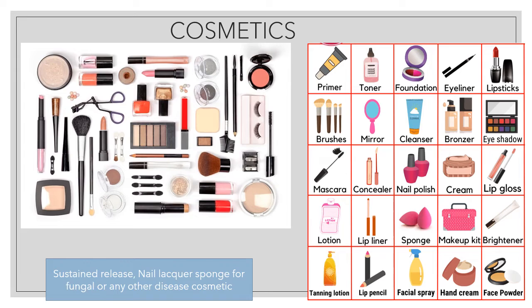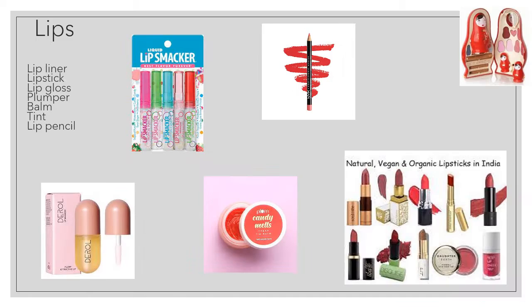You can prepare some nail lacquer sponges. Whenever a person is having a fungal infection, you can just put that sponge on the nails so that it looks good as well, and it doesn't feel very gritty. Also, there are other makeup products like primers, toners, gloss, creams, sponges, that is makeup blenders, brighteners, color correctors, tanning lotions, facial spray, hand creams, etc.